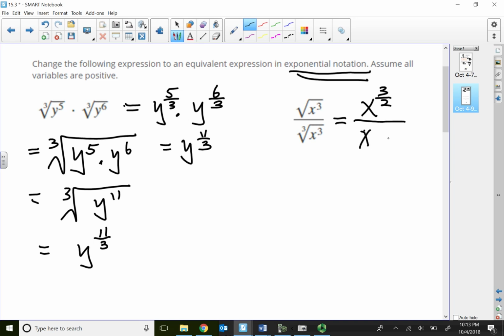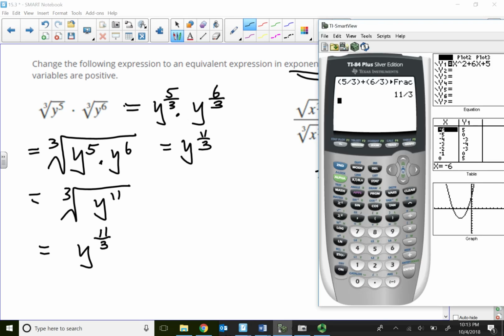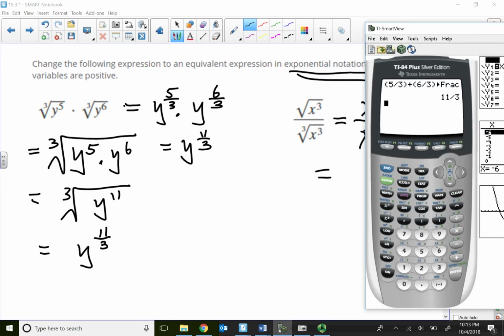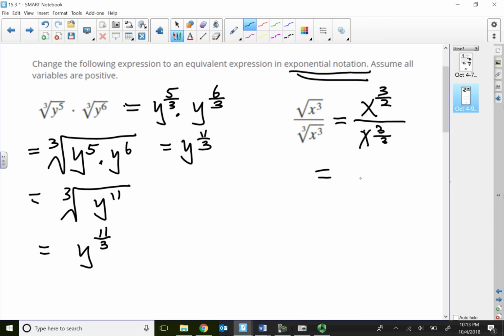Or I can write it as x to the 3 over 3, which we know is going to be 1. All right, so when the bases are the same and we are dividing, we're supposed to subtract our exponents. So that will be 3/2 minus 1. 3 over 3 is 1. So that will give me half power. So that will be x to the half power. All right.